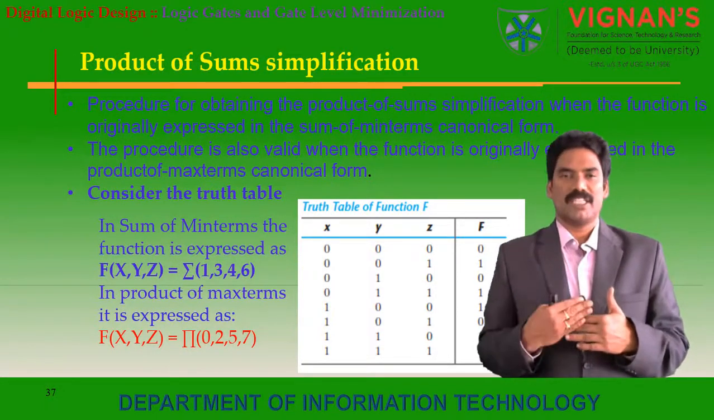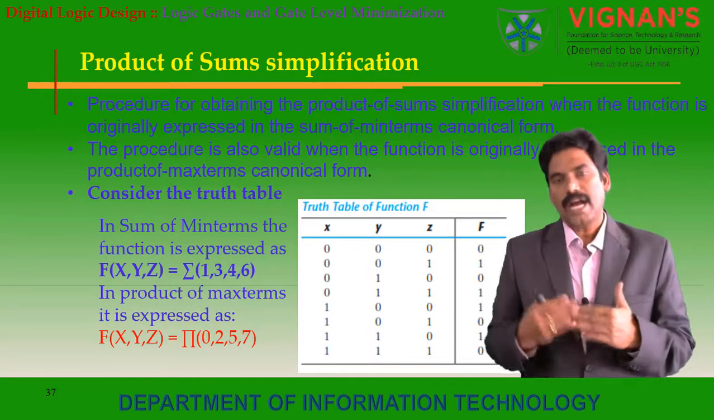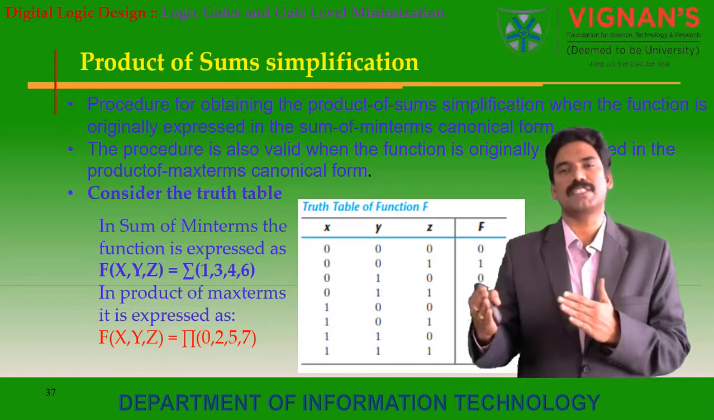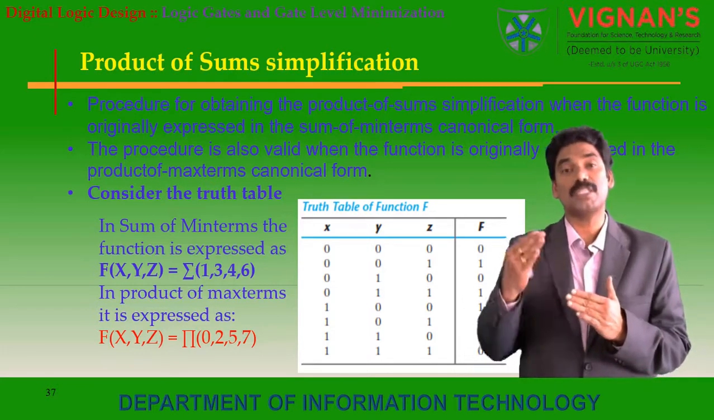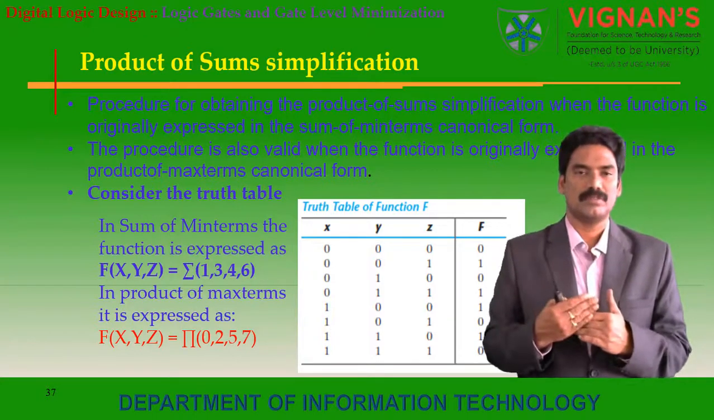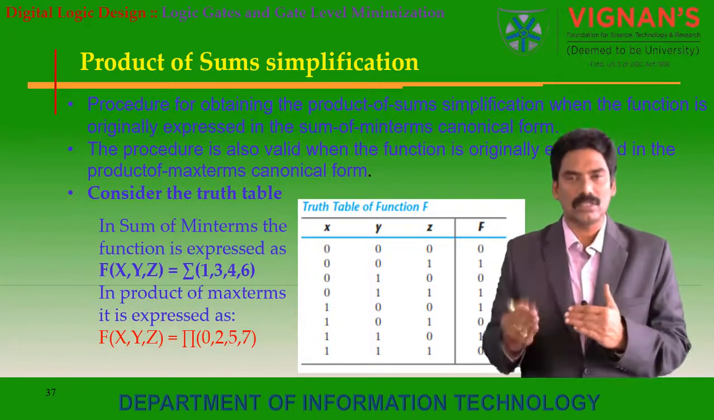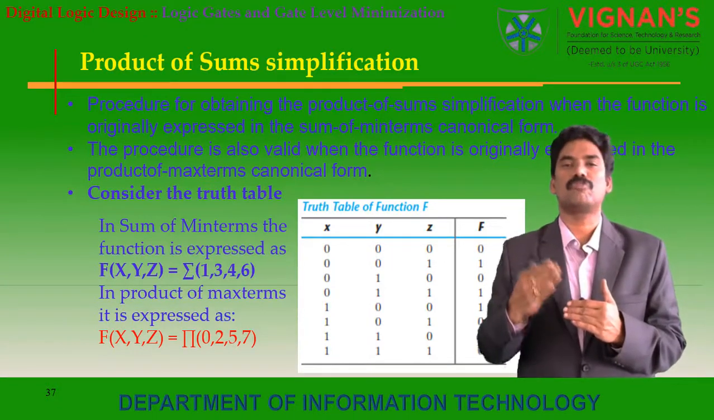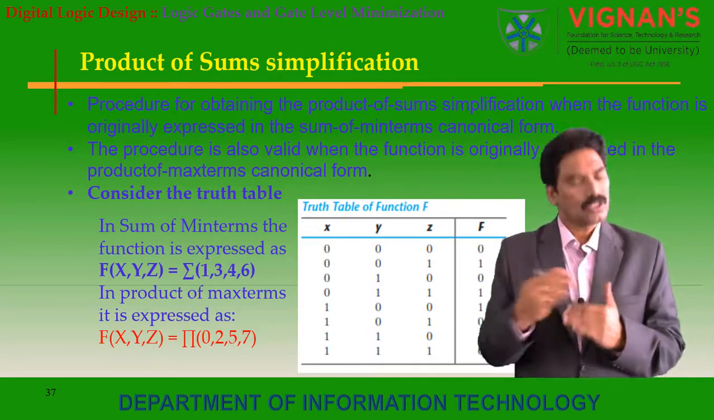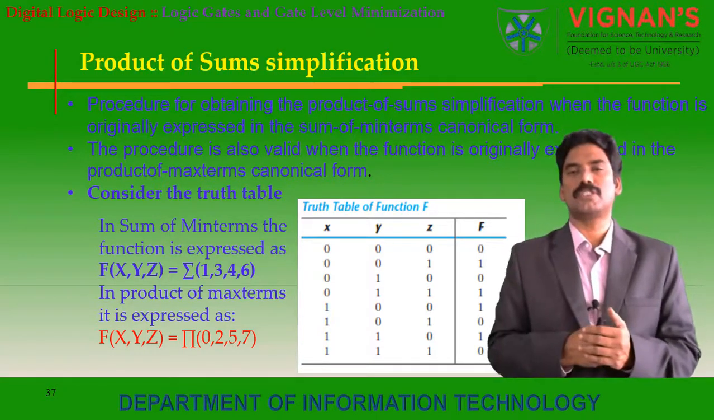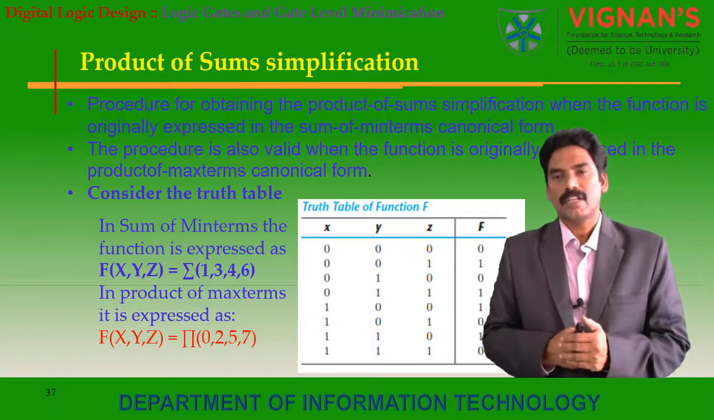Product of sum simplification. The procedure for obtaining the product of sum simplification when the function is originally expressed in sum of minterms or minterms canonical form. The procedure is also valid when the function is originally expressed in the product of max terms canonical form. So consider this example. First you go through this truth table.